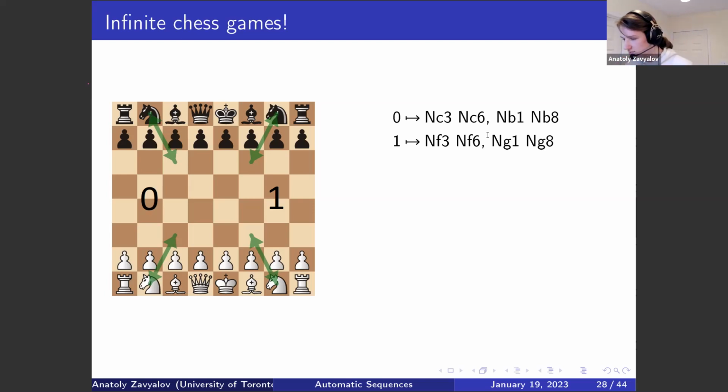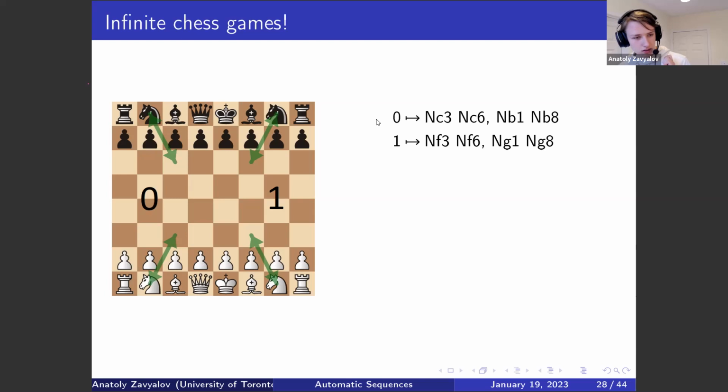And then 1 is going to be the same thing, except with the knights on the right side of the board. So knight f3, knight f6, knight g1, knight g8, we'll just move the knights in, then out. And an important characteristic of these sequences is that at the end, the board remains unchanged. So when you move the knights in, then out, the board is unaltered.